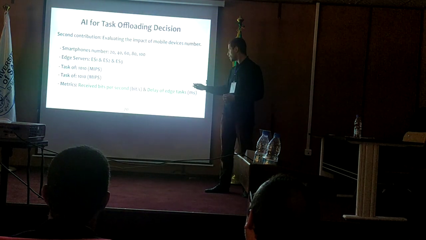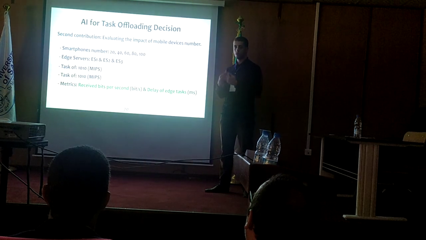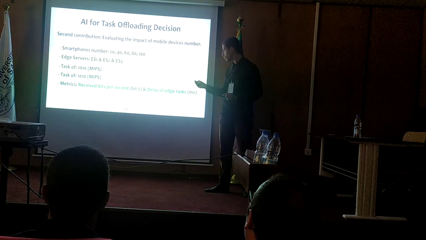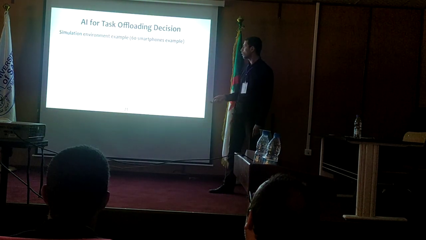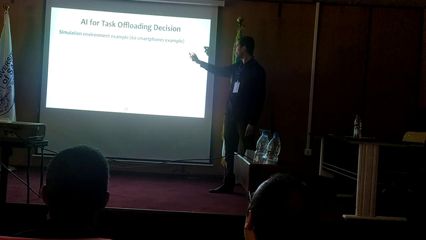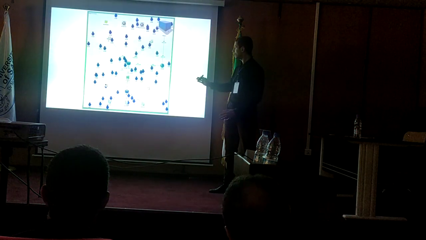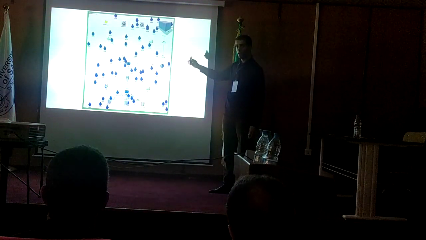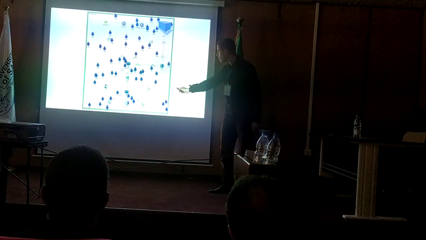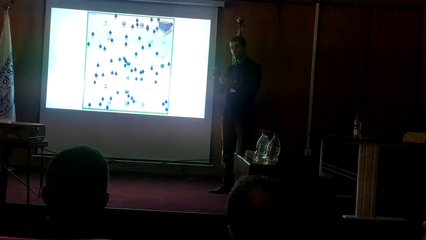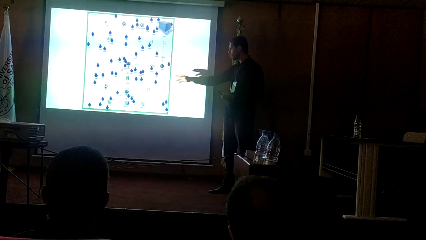The second thing is the delay of edge tasks. When the edge server receives the task, it may introduce a small amount of delay. This is also calculated in our simulation. For the simulation environment, just to make it clear, we took the 60 smartphones example to show you the general idea. So we brought 4 access points, 60 mobile users, and we have 3 edge servers that are available to make the calculation. Instead of making the calculation on your smartphone, you will send it to one of these edge servers.